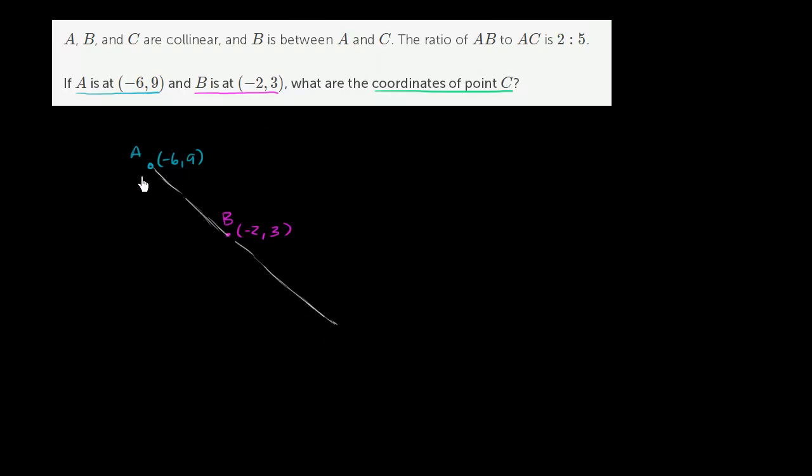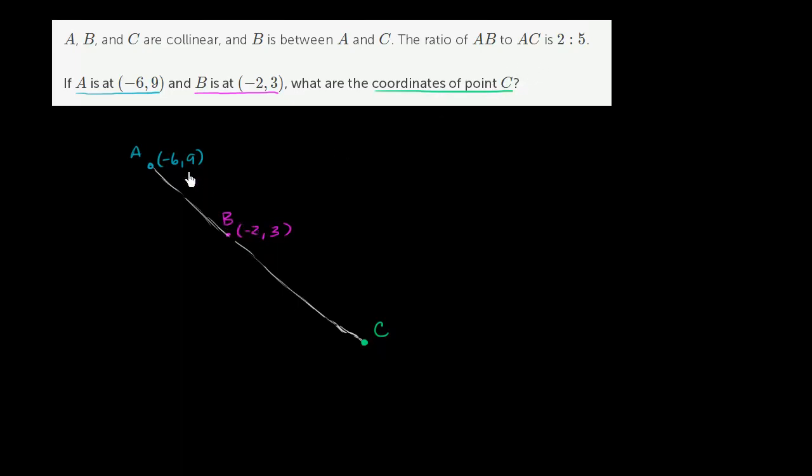And they tell us that the ratio of AB to AC is 2 to 5. So B is going to be 2/5 of the way. Let's say C is, I'm just trying to eyeball it right now, right over here. And we don't know C's coordinates. Well, the way we could think about it is to break it up into horizontal change in coordinate and vertical change in coordinate and apply the same ratio.